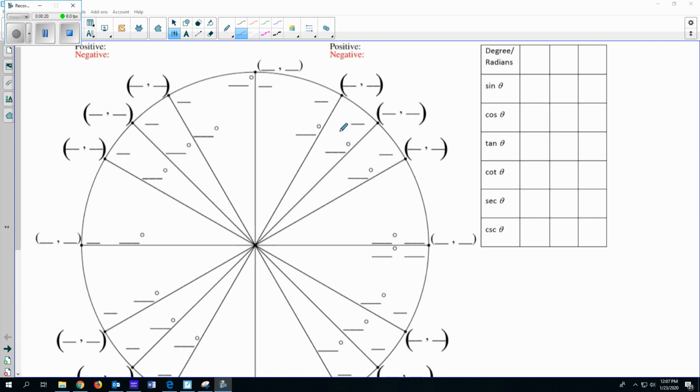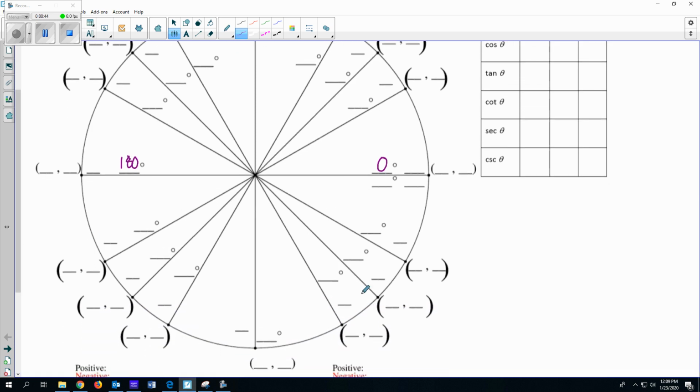So we know a circle is 360 degrees. So what we'll do here is we'll start out. Here we're at 0 degrees, and if you go 1/4 of the way, this would be 90, and then 180, and then we'll go down here. This will be 270, and then you're back to 360.